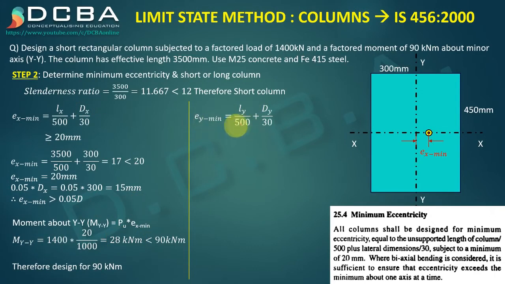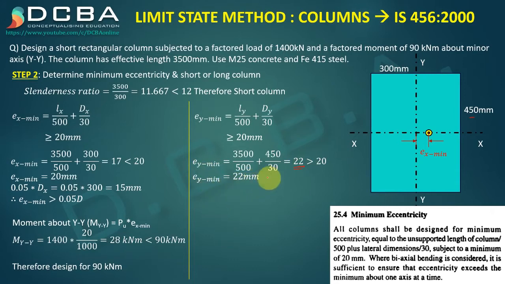So Ey minimum is Ly upon 500 plus Dy by 30. Ly is again the unsupported length, so it is 3500 by 500, plus Dy, the depth along the yy direction, which is 450, so plus 450 by 30. This is equal to 22, which is greater than 20. So Ey minimum is 22.